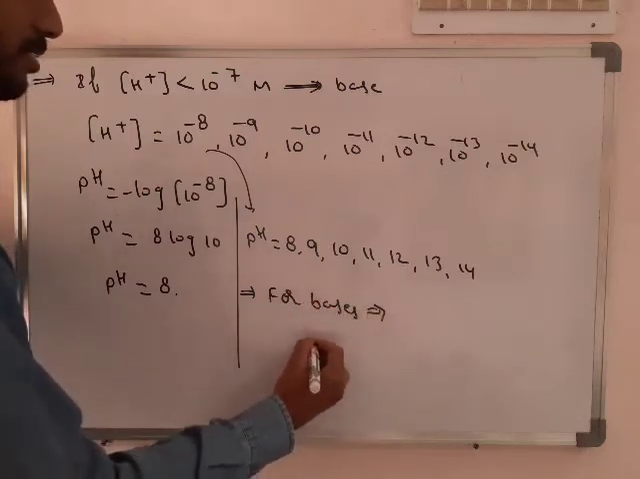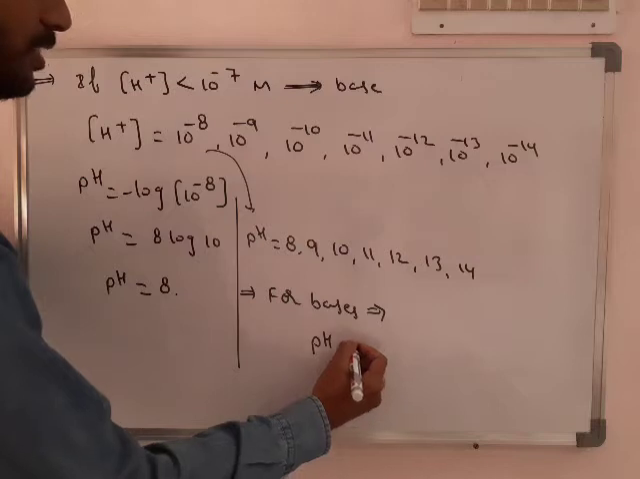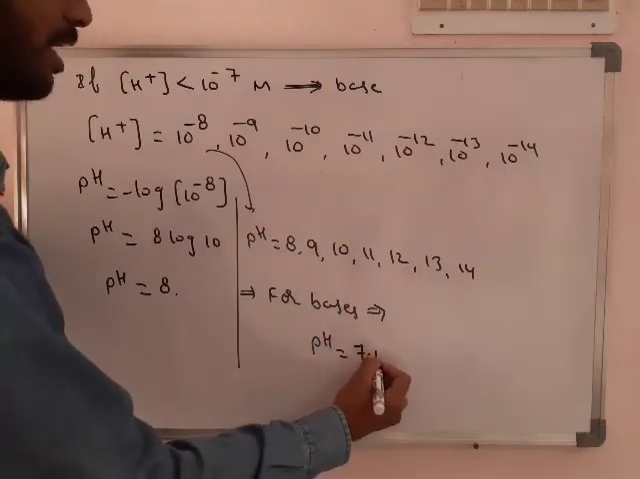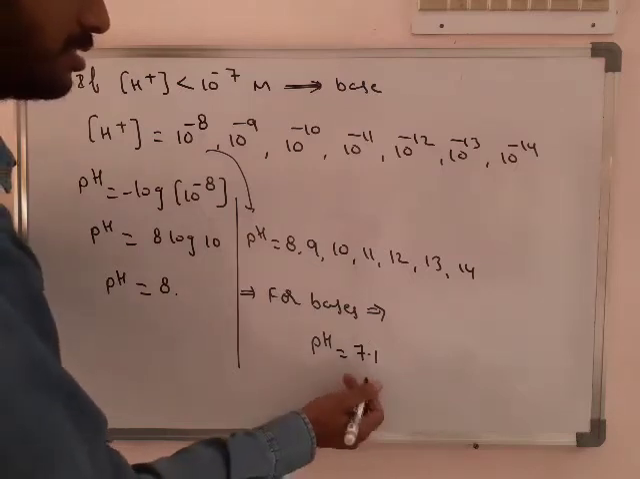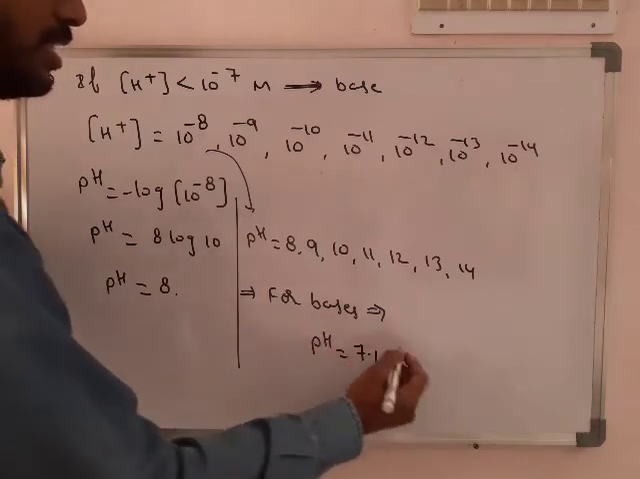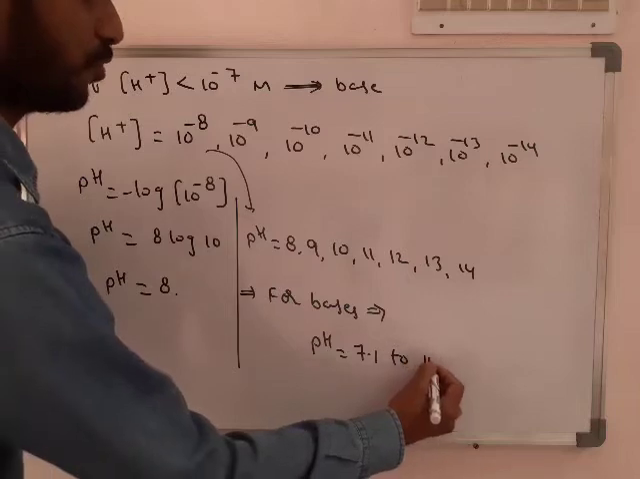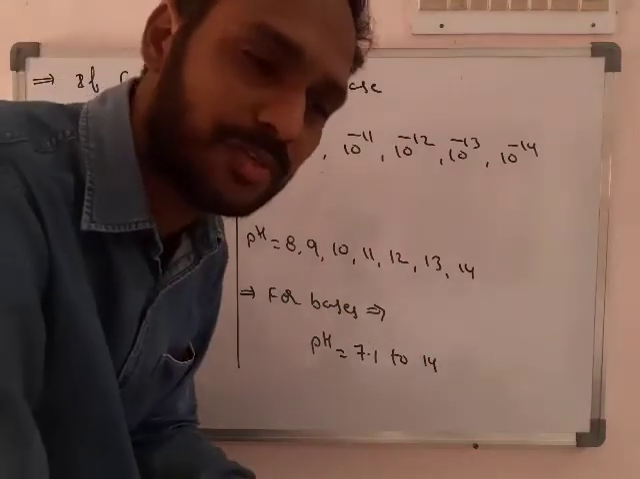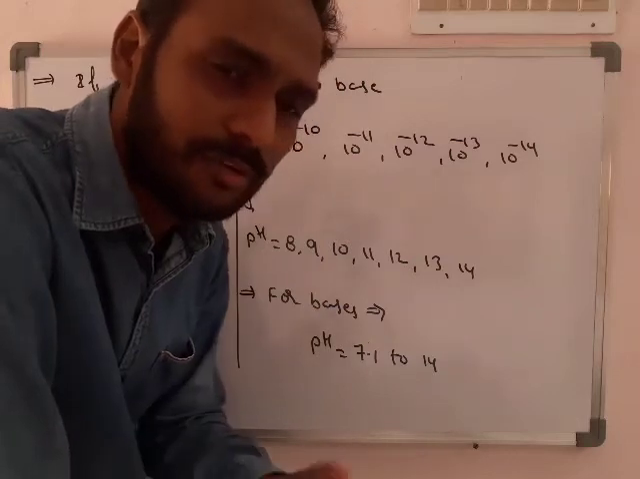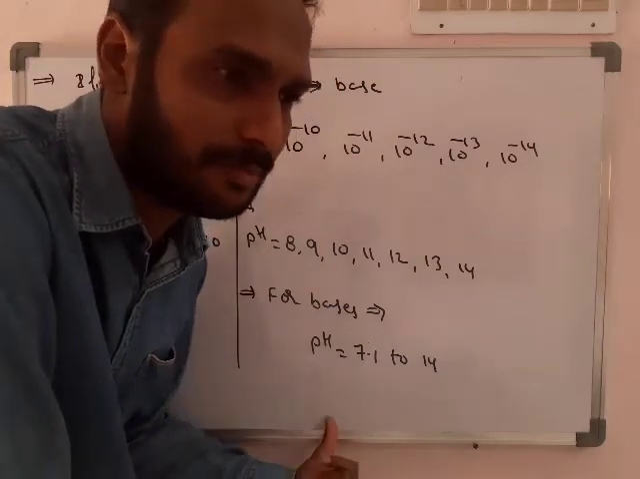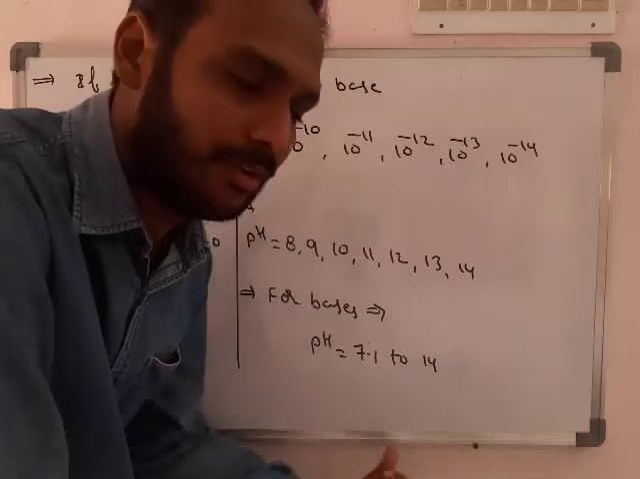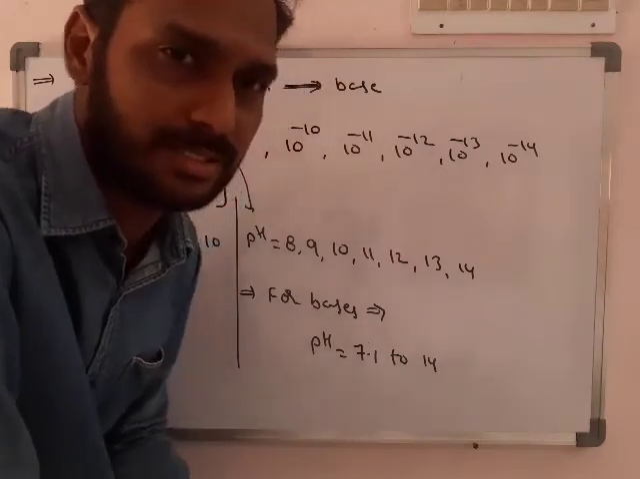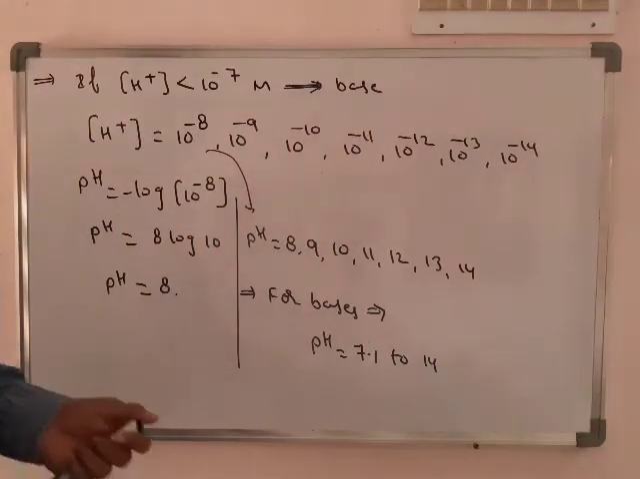Finally we can say for bases pH is 8 to 14. Not exactly 8 to 14, but above 7, which means 7.1 also. So 7.1 to 14. If the pH of a solution is from 7.1 to 14, or any fractional value between them, we say it is a base. Now see, what about the neutral solution?